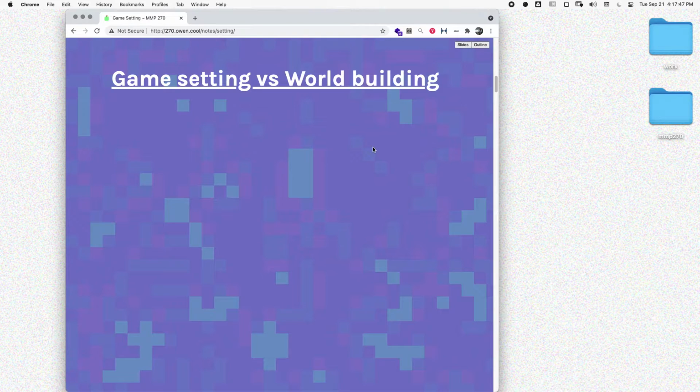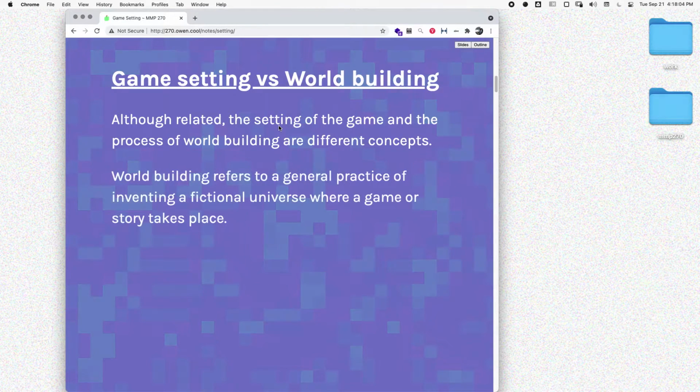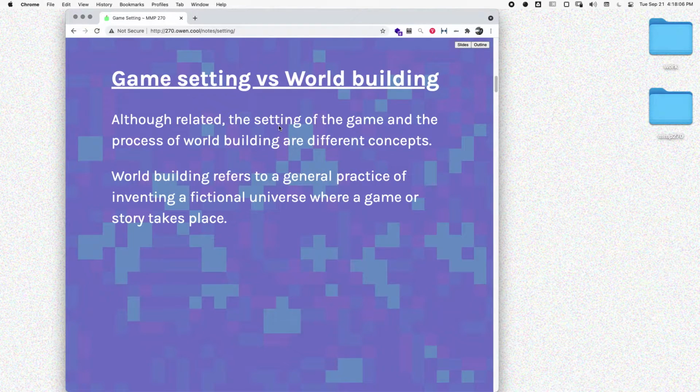what we see in the game is game setting versus world building. I would guess that most of you probably know what I mean by this, but just to go over it. These are related concepts, but they are talking about different specific things. World building is the more general practice of creating the fictional universe where a story takes place.